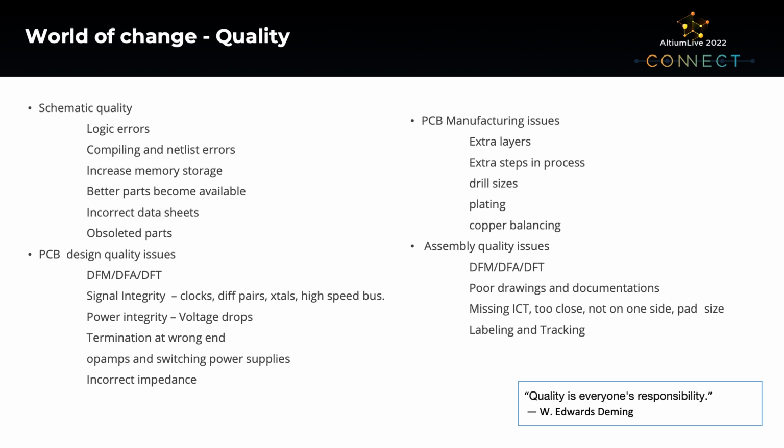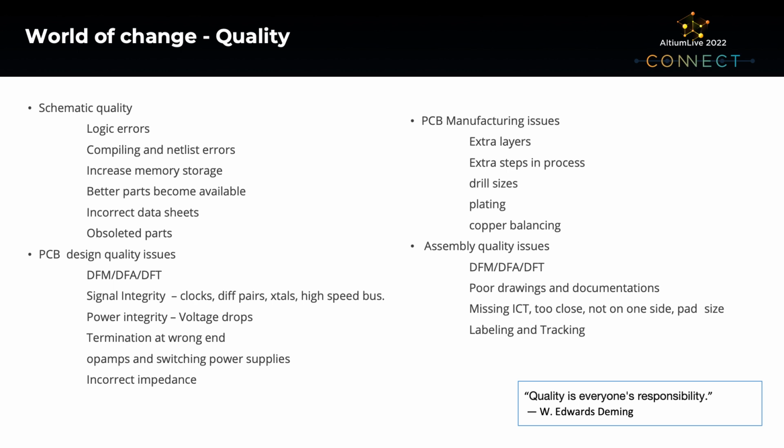There's PCB design quality issues. So maybe there's a DFM, DFA, or DFT type of problem. We might find that there's signal integrity problems. Maybe the clocks aren't working right, or the diff pairs don't have the right impedance, or there might be impedance discontinuities, or there might be problems with the way the crystals were done, or the high-speed bus. Or power integrity problems, where we have voltage drops or ground bounce or something like that, which gives us a problem maintaining our logic levels on our circuit. Or we might have termination that's at the wrong end. We're getting reflections that are causing failures in the circuit, or op amps or power supplies that weren't routed the right way, and they're noisier, and we're not passing specifications that we should be for that. Or we may have just incorrect impedance on things.